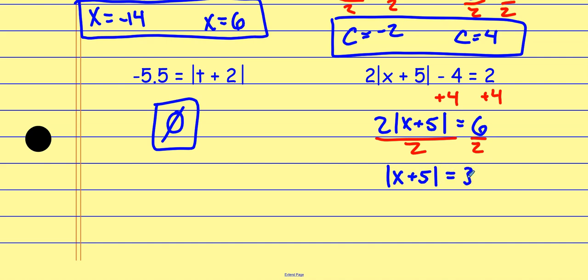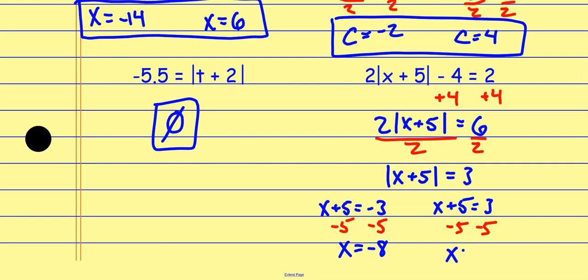And so to get rid of the absolute value, I think about what it says. Absolute value equals 3. So let's see, there are two things that are 3 units away from 0. A negative 3 is 3 units away from 0, and a positive 3 is 3 units away from 0. So that means that this thing could equal a negative 3 or a positive 3. And now I solve each. Here I subtract the 5, and I get x equals a negative 8. Here I subtract the 5, and I get x equals a negative 2.